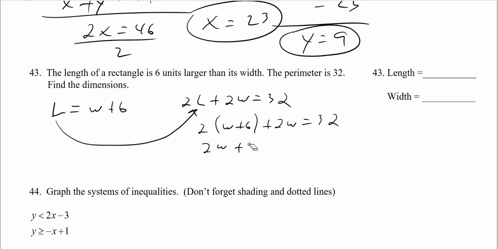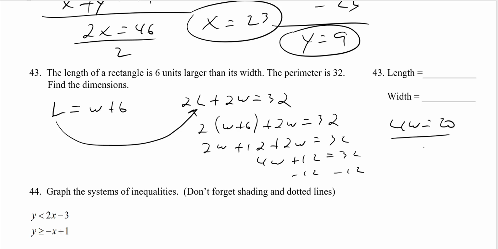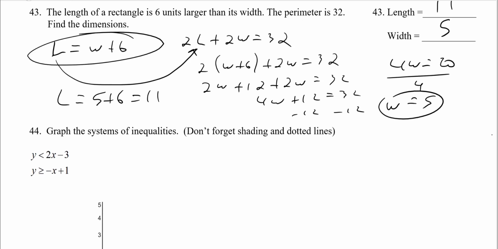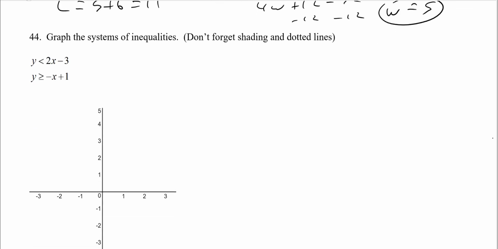So 2W plus 12 plus 2W equals 32. So 4W plus 12 equals 32. Subtract 12. So 4W equals 20 and divide by 4. So W is 5. So 5 is W, and then you just plug back into L to find out L, or back into that equation to find L. So L is equal to 5 plus 6, which is 11. So you go 11 and 5. Okay, not bad.